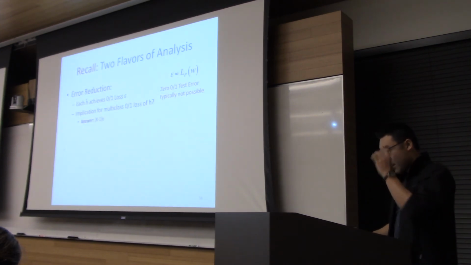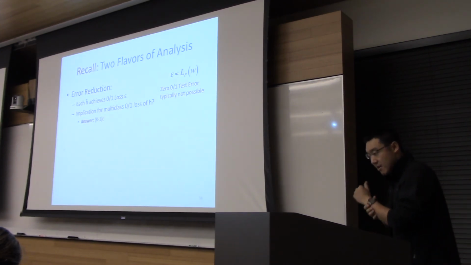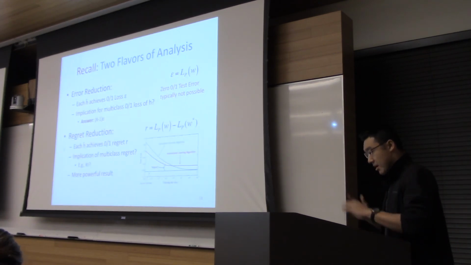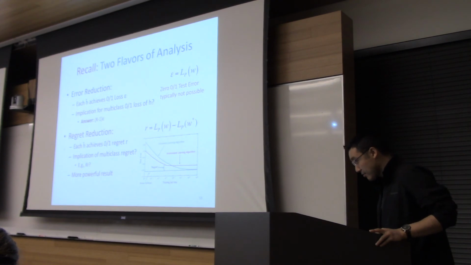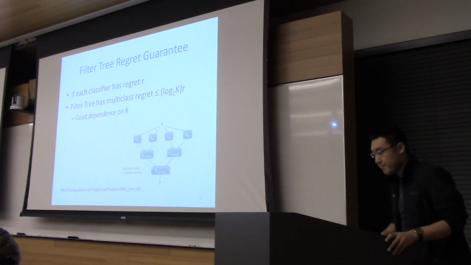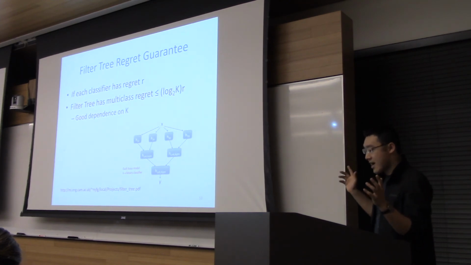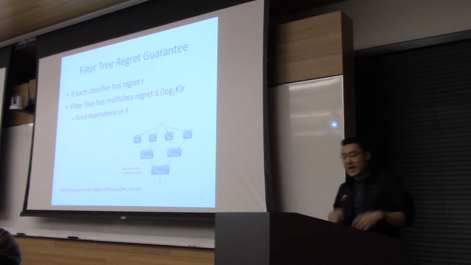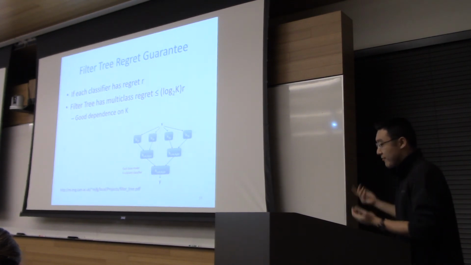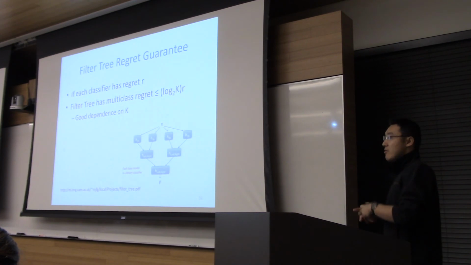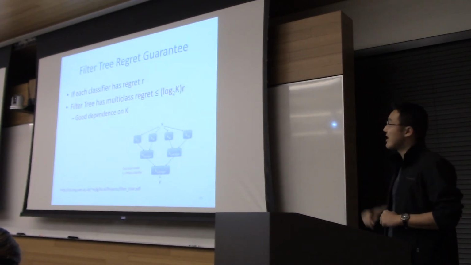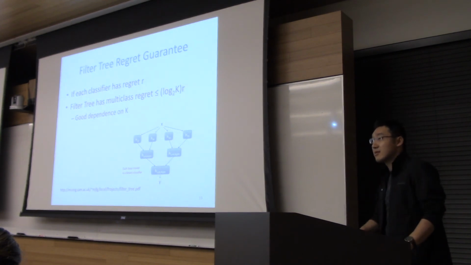Recall that there are two flavors of analysis here. We have an error reduction and then we have a regret reduction. For this algorithm, which is called the filter tree, if each binary classifier has regret upper bounded by R, then you could show that the filter tree has multi-class regret, the regret of the original problem, upper bounded by log base 2 of k, where k is the number of classes, times R. This is a pretty good dependence on k.